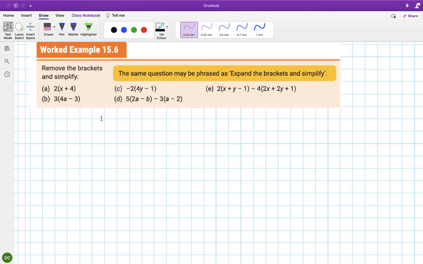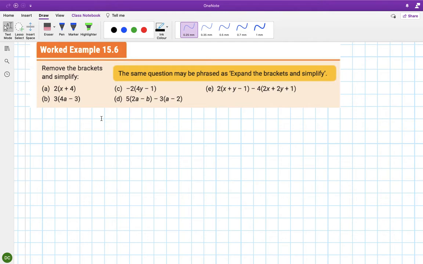So here we go. Now we actually did a bit of this when we were doing patterns, when we were doing nth term of patterns. So you might recognize a little bit of this. Okay. So the question says, remove the brackets and simplify.